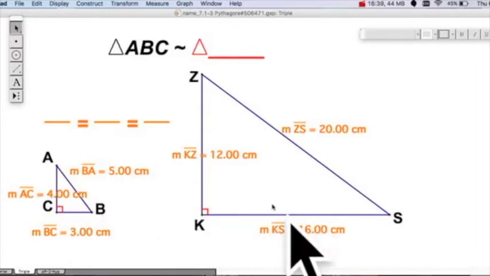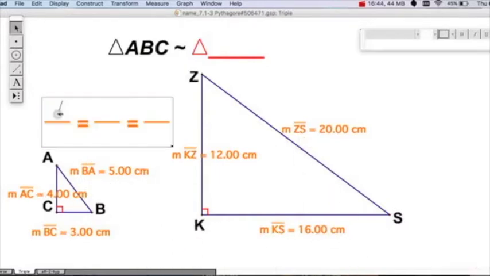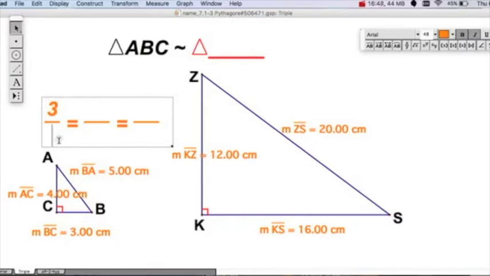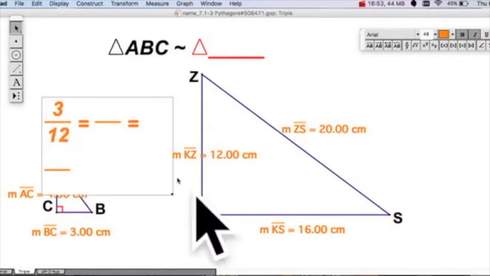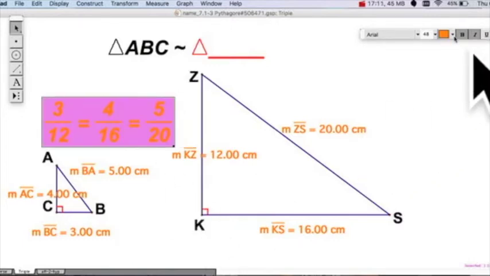If these triangles are similar, the only way it can work is short to short, medium to medium, long to long. So, did I set this up right? Yes, I did. So, 3 is to, I need a different color. 3 is to 12. I hate when it does that. So, 3 is to 12 as 4 is to 16, as, what we got there? 5 is to 20.